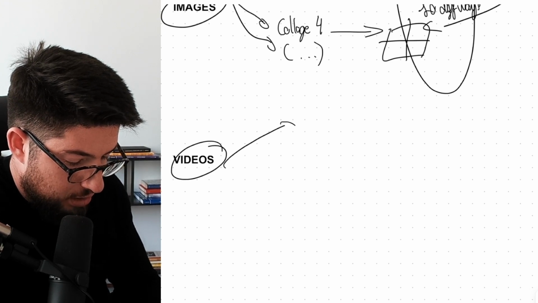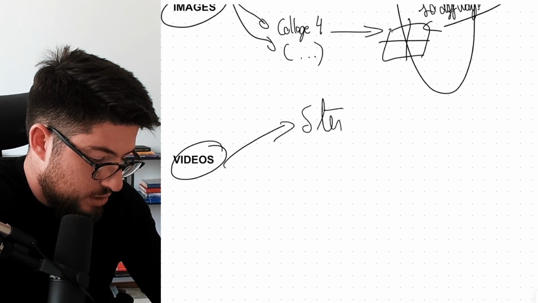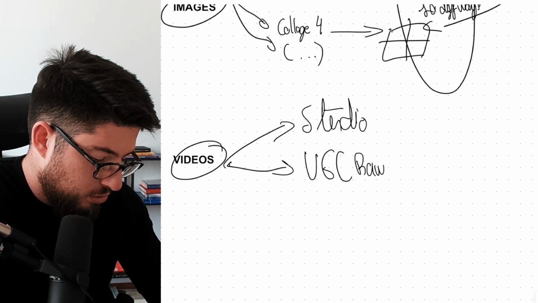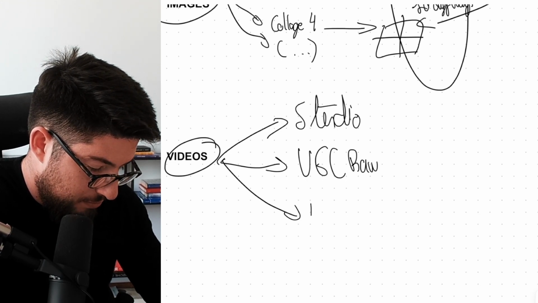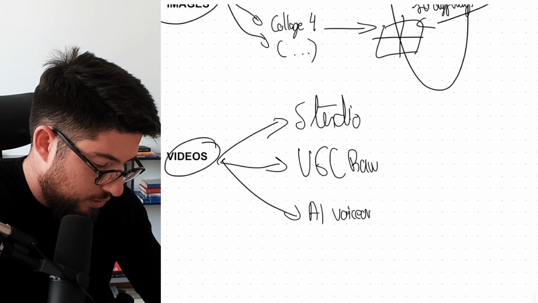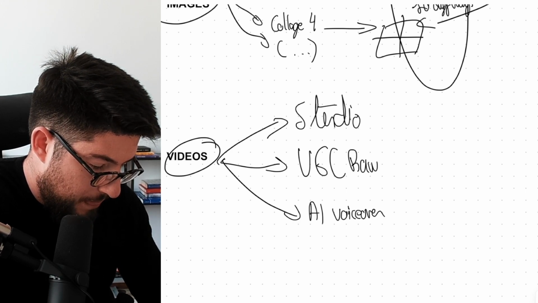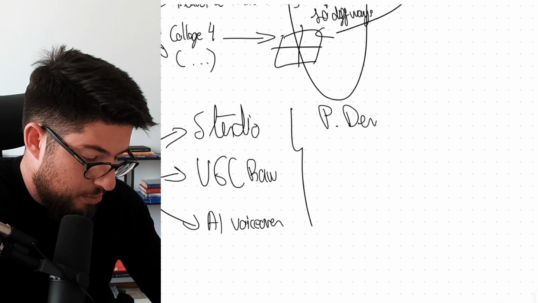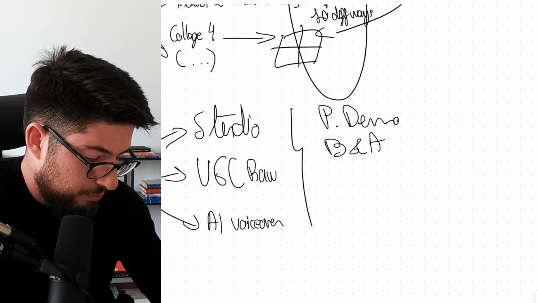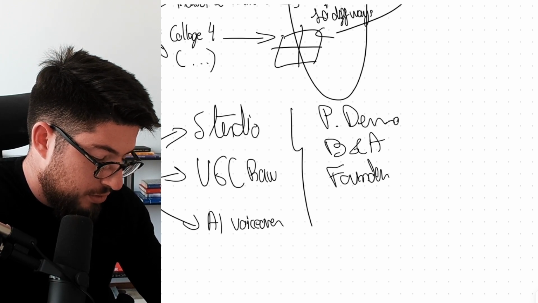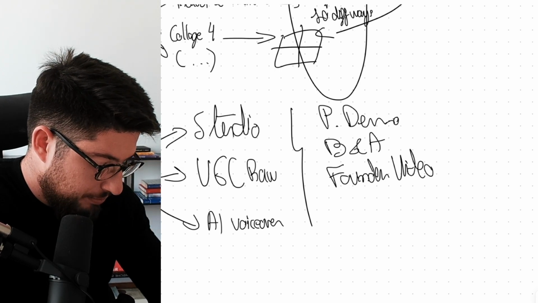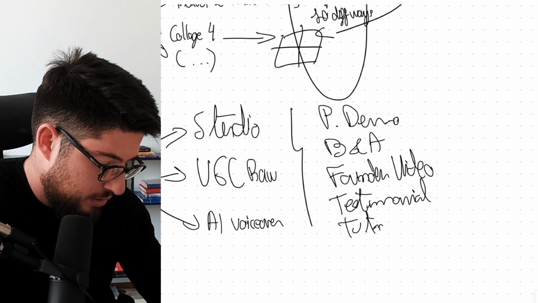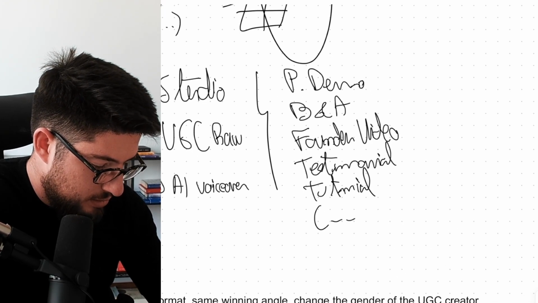And then from video, it's going to be the same thing, but you would do, for example, a studio format, then a UGC, more raw content. Then you would have an AI voiceover, and that's it. And then for each one of them, I can do many things, like product demo. I can do before and after. You can have a founder video. So it's really infinite. Testimonial, tutorial. I don't know, that's just a lot, okay?